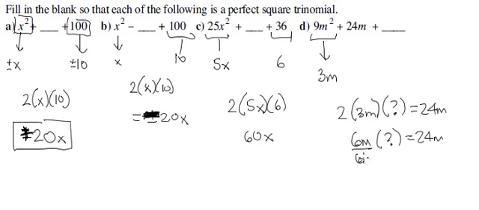Divide both sides by 6m. We'll find out what this question mark is. Question mark must be 24 divided by 6 is 4. That means the square root down here was 4. So if the square root here is 4, then the number in this space is not 4, but 16.